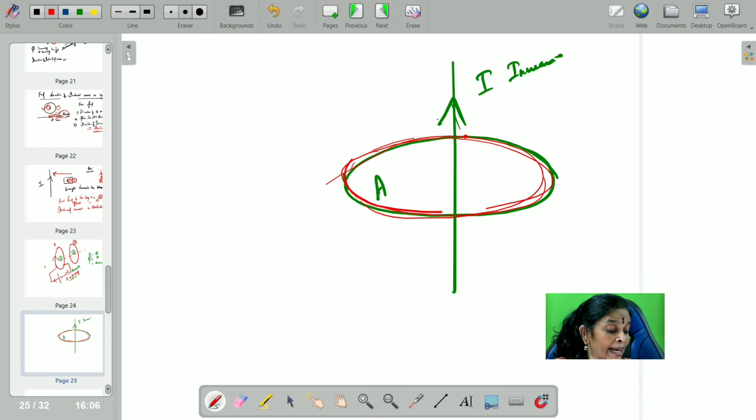For the loop, where is the area vector? The loop is there, no? The loop, where is the area vector? Area vector means normal. Normal is upwards. So let me draw the normal upwards, n cap.